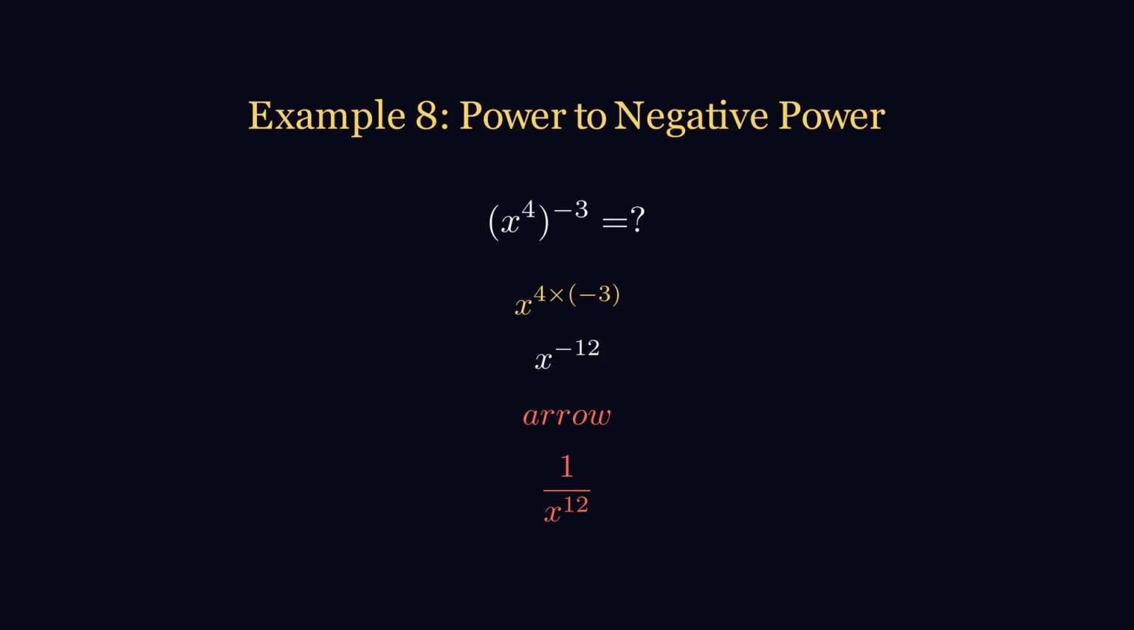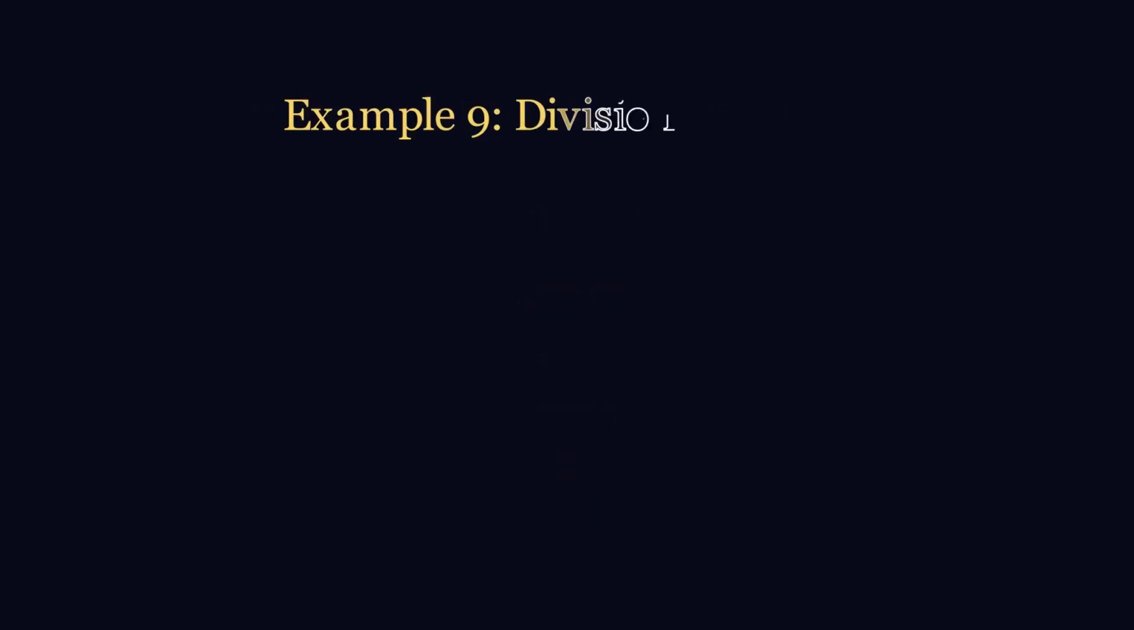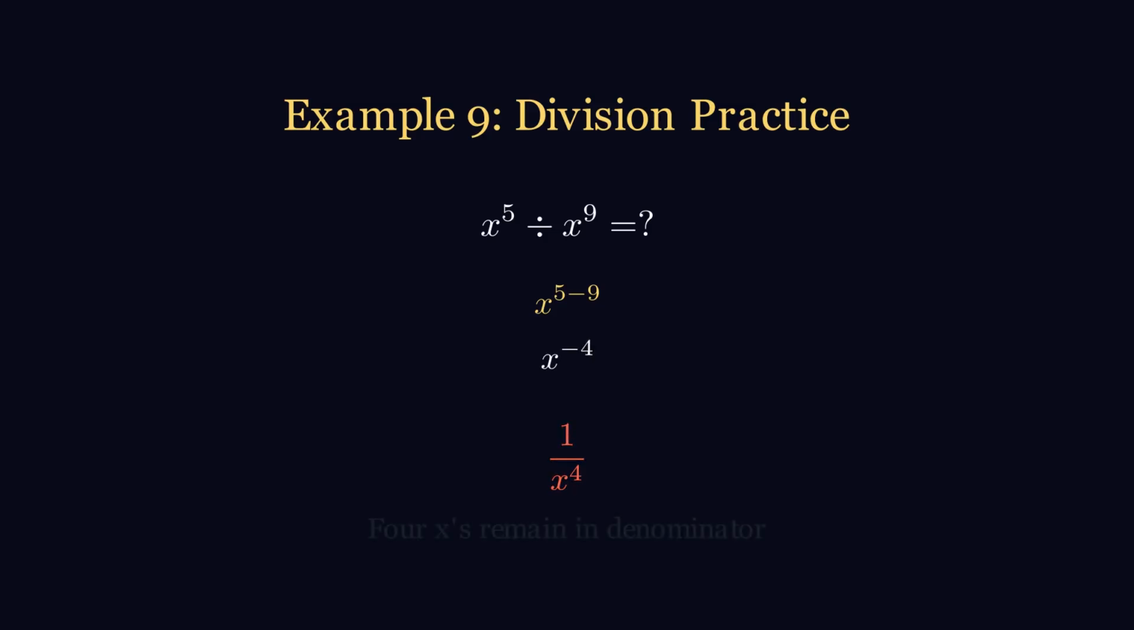Let's try a division problem now. Simplify x to the 5th power divided by x to the 9th power. When dividing with the same base, we subtract the exponents. 5 minus 9 equals -4. This gives us x to the -4 power, which we rewrite as 1 over x to the 4th power. You can also think of this conceptually. We have 5 x variables in the numerator and 9 in the denominator. After canceling 5 from each, we're left with 4 x variables in the denominator only.